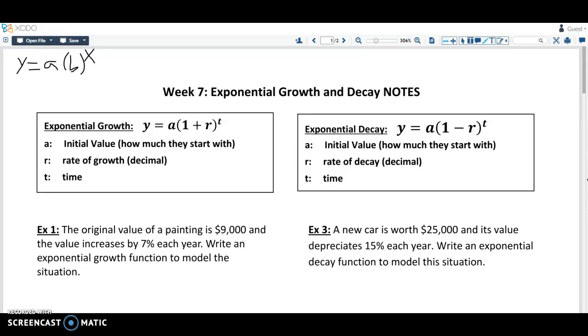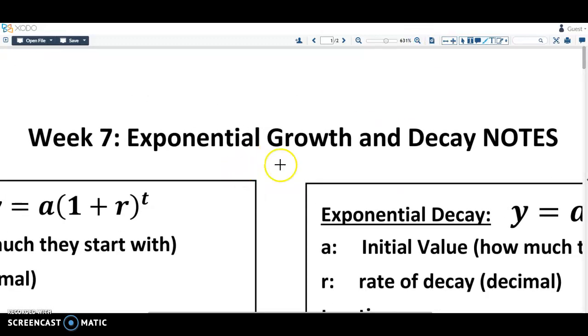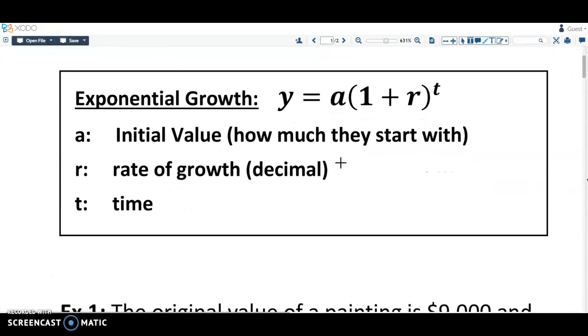Now, this week, we want to start talking about some real-world problems and learn how to set up these equations on our own. And then in the weeks to come, we'll talk about how to evaluate the equations that we set up today to figure out the value of something after a certain amount of time. And so, when we do this, we actually have two different formulas, one for exponential growth and the other for exponential decay.